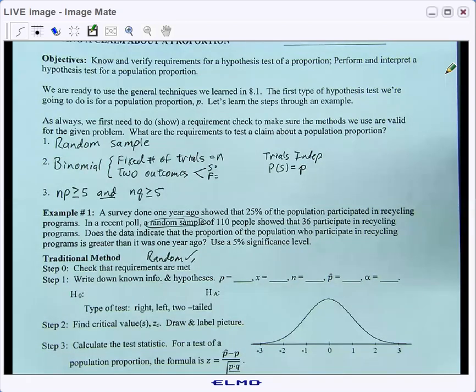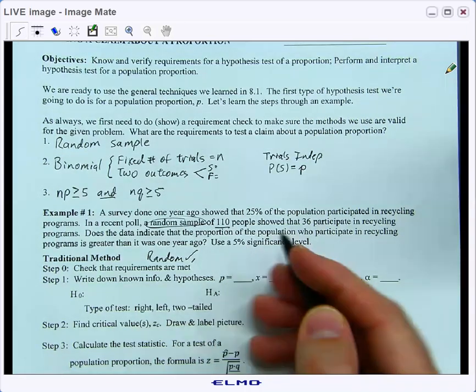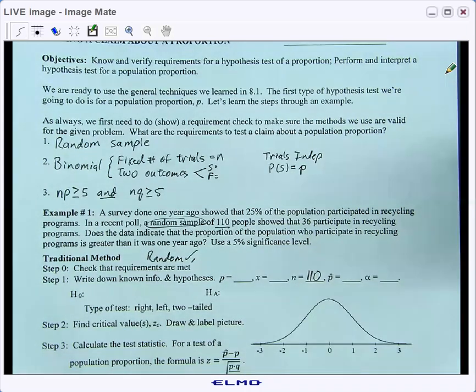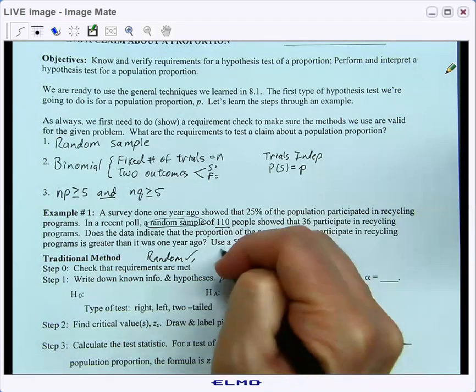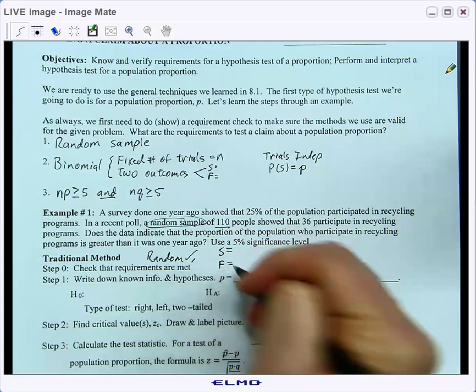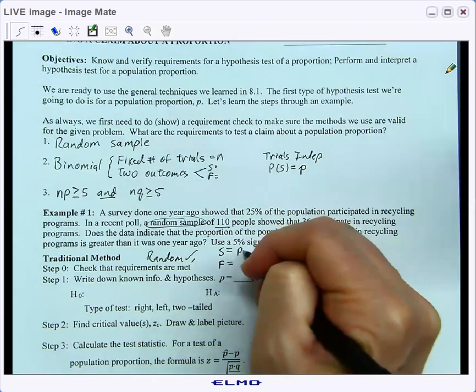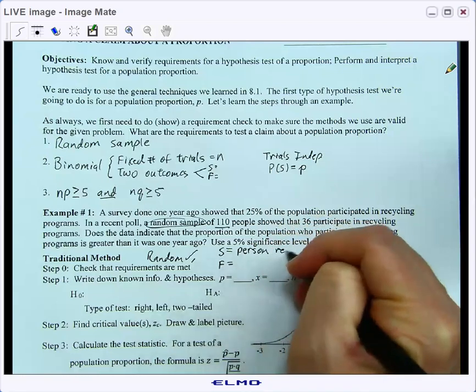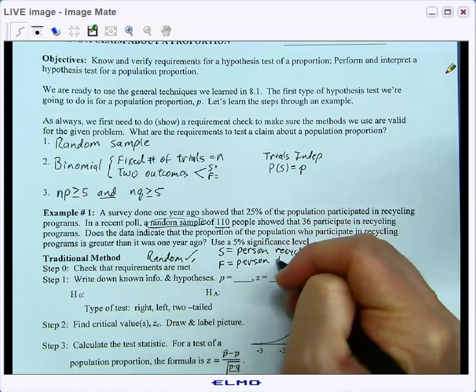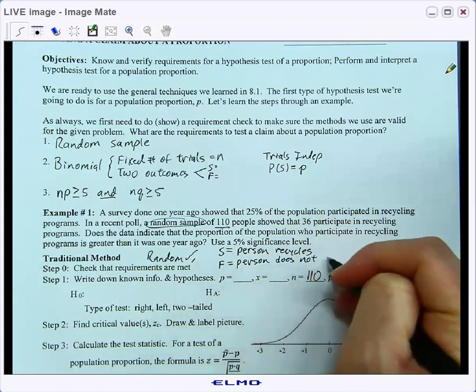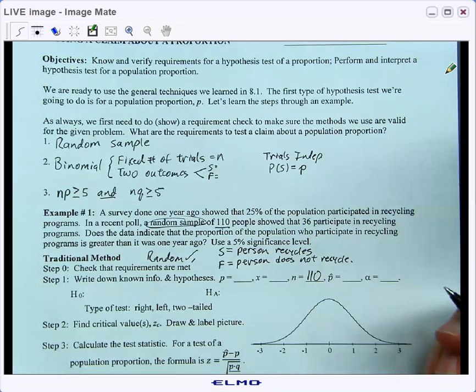Is it a binomial? Well, we had a fixed number of trials because we had 110 people, so that's n, but that's not enough to convince us that it's a binomial. We need to make sure that there's two outcomes so we can group them into success and failure. So we're going to call a success, by the wording of the problem, that the person recycles, and a failure is the person does not recycle. And if one person recycles, that doesn't say anything about whether their neighbor recycles or not.